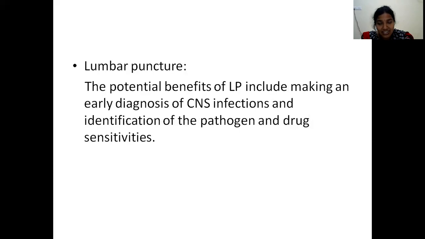Lumbar puncture: in any suspected case of meningitis, whether bacterial, viral or tubercular, we go for lumbar puncture. We do this lumbar puncture between L3 and L4. For a neonate, a 2 cc syringe needle is enough, and depending on the age, we use a 10 cc syringe or a proper LP needle. Okay.